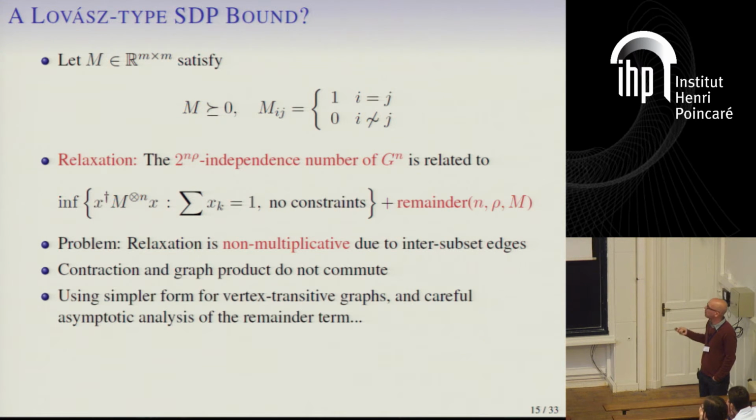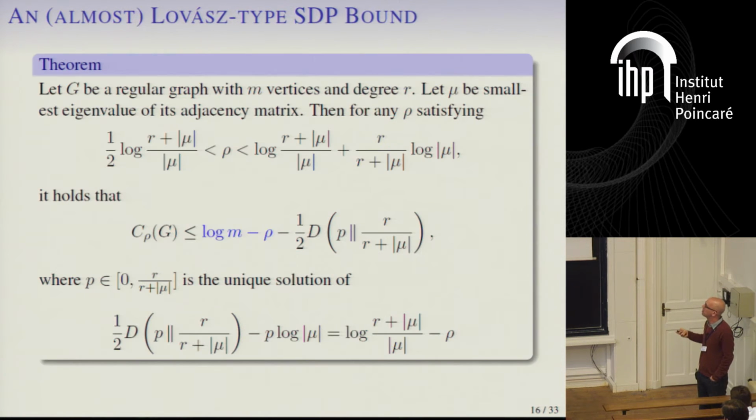However, you can still do something. What you can do is write the nth product of this thing. So you look at the tensorized matrix here, and you're looking for the 2^(nρ) independence number of G^n, which is what you're after. And it turns out you get this part, which is multiplicative in a sense, together with a remainder part, which is non-multiplicative. But this remainder part, if you do your analysis carefully enough, and in the special case of vertex-transitive graphs, then you can actually bound it separately. And what you get from this is this sort of almost SDP bound that looks like this.